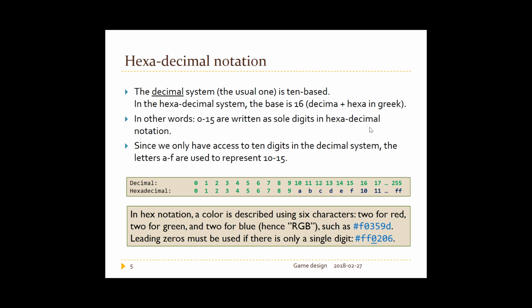The hex notation, or hexadecimal notation. Well, first you have the decimal system, which is the one we use, the usual one. It's 10 based, as you know. In the hexadecimal system, the base is 16, which means decimal plus hexa in Greek. So, in other words, 0 through 15 are written as just one digit in the hexadecimal system. And since we only have 10 digits in the decimal system, we use the letters A through F to represent 10 to 15, as you can see here in the slide.